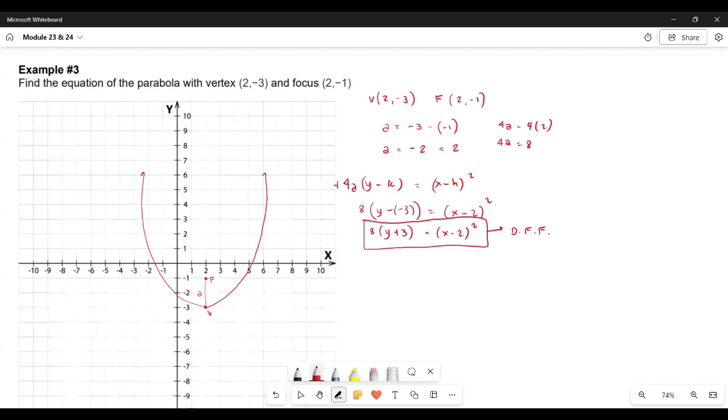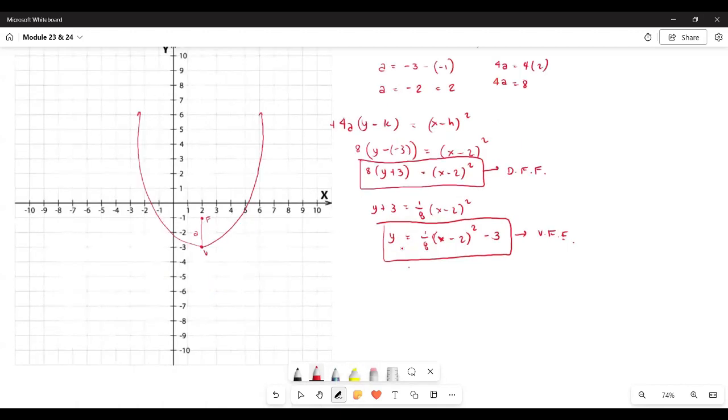So doon naman tayo sa ating vertex form. So divide lang natin both sides by 8. So pag divide natin both sides by 8, maging y plus 3 is equal to 1 over 8 x minus 2 squared. Ilipat lang yung 3 sa kabila. We will have y equals 1 over 8 x minus 2 squared minus 3. So we have now the vertex form of the equation. And then lastly, we get the standard form of the equation of the given parabola.